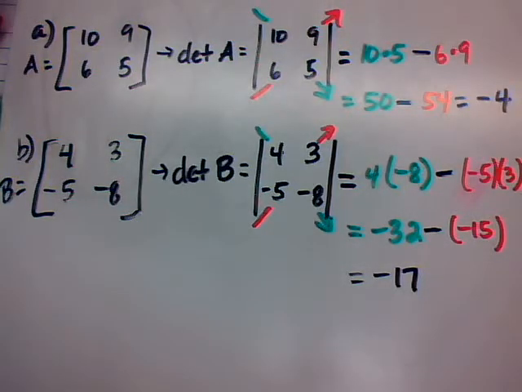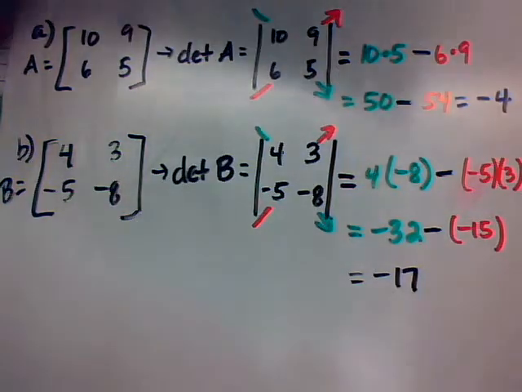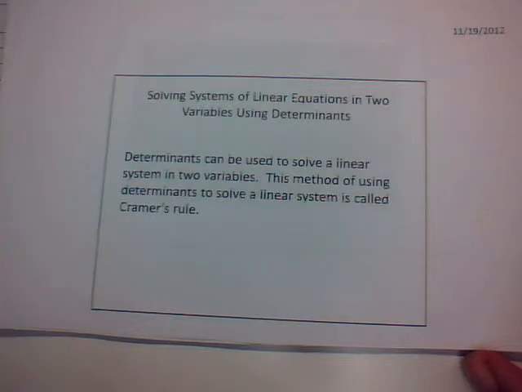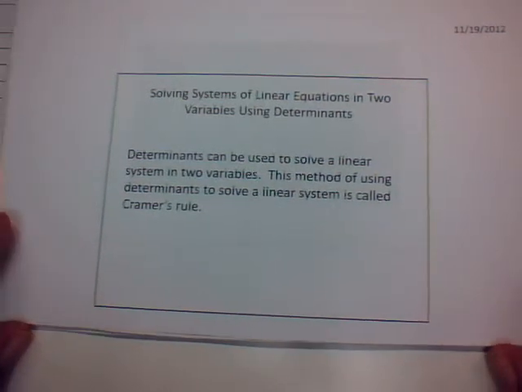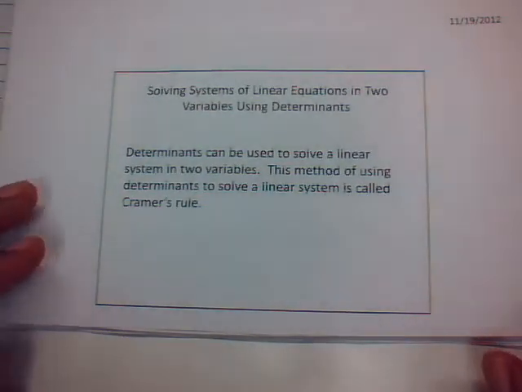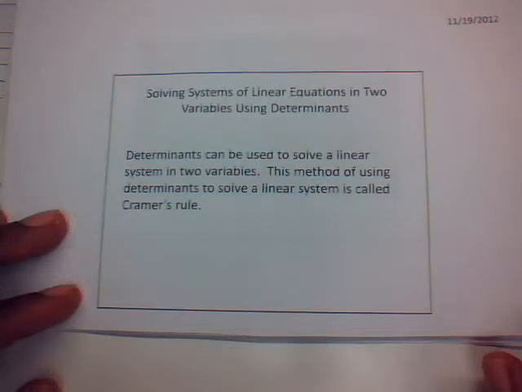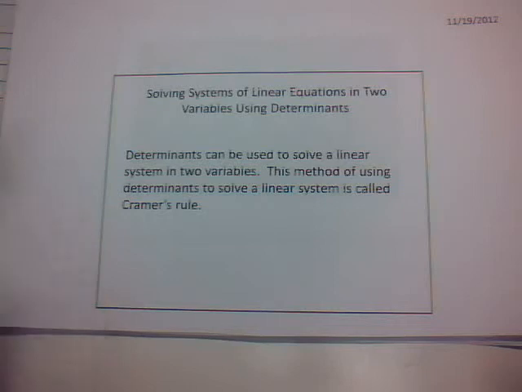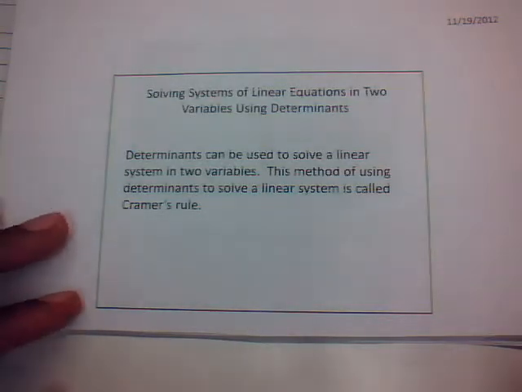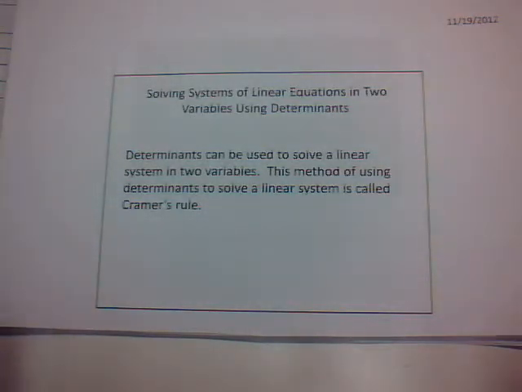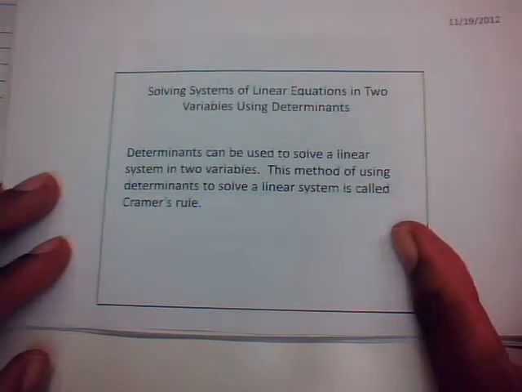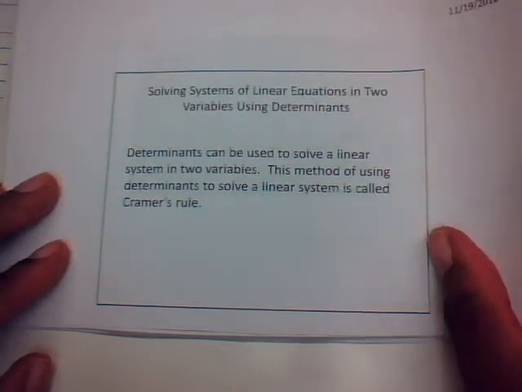Okay, now we're going to use this concept of evaluating a square matrix to solve systems of linear equations in 2 variables using what they call determinants. So here determinants can be used to solve a linear system in 2 variables. And this method of using determinants to solve a linear system is called Cramer's Rule.